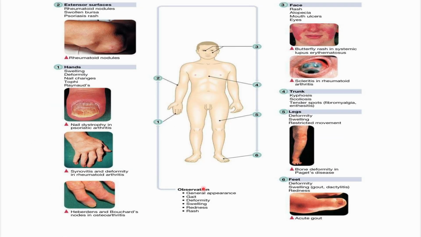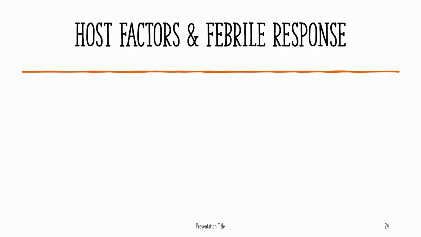In a person having inflammatory or autoimmune causes of fever, there will be external markers like butterfly rash, scleritis, and joint deformities such as boutonniere deformity and swan neck deformity. In psoriasis there can be dystrophic nail changes, and there can be rheumatoid nodules. These are the external markers, and based on them you can have a fair idea of what could be the cause of fever.